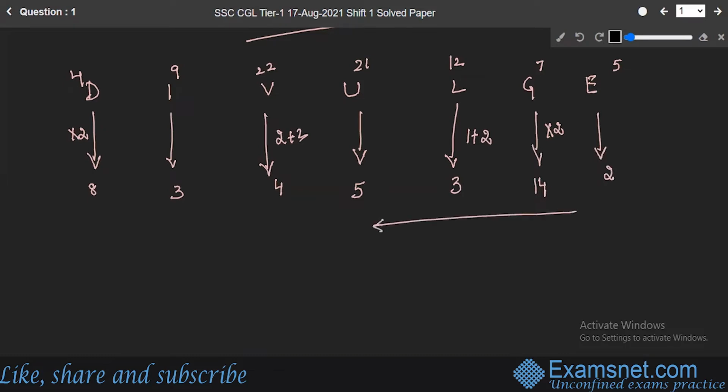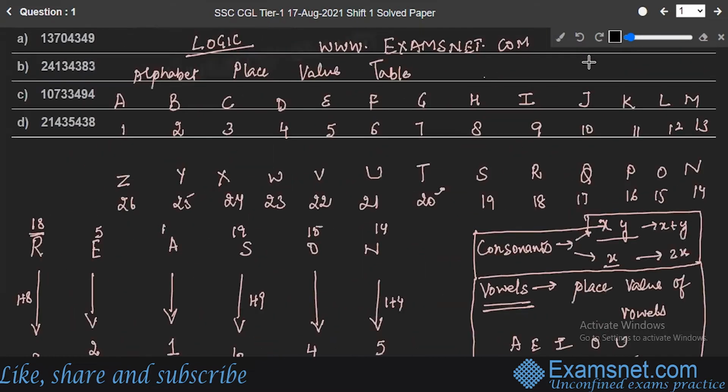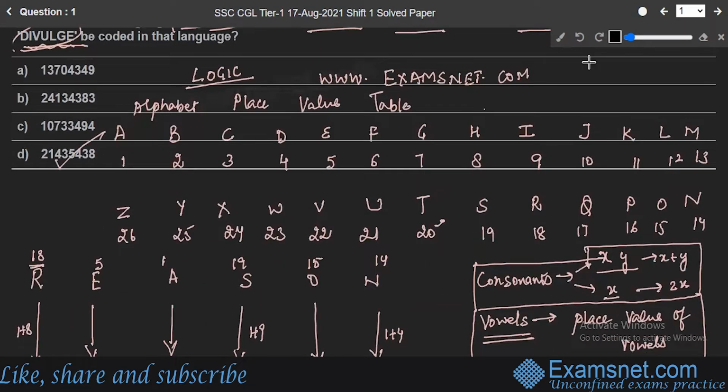So again, I'll go in the reverse order and I will get 2, 1, 4, 3, 5, 4, 3, 8. Let's check with the options, which is the correct one. Yes, we get the same one as option D. So this option D is our correct answer. So I hope you got the logic to the question. All such type of questions are solved using this alphabetical place value table only. Correct? Let's move to the next question.